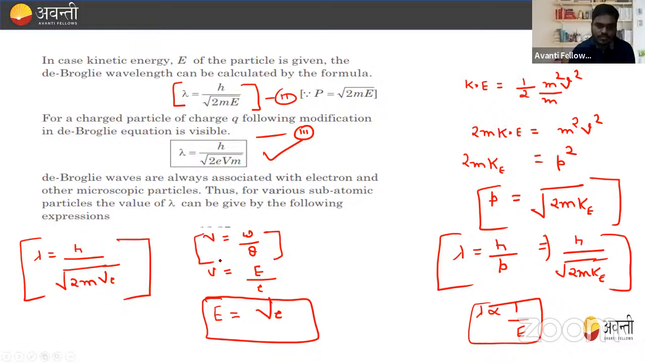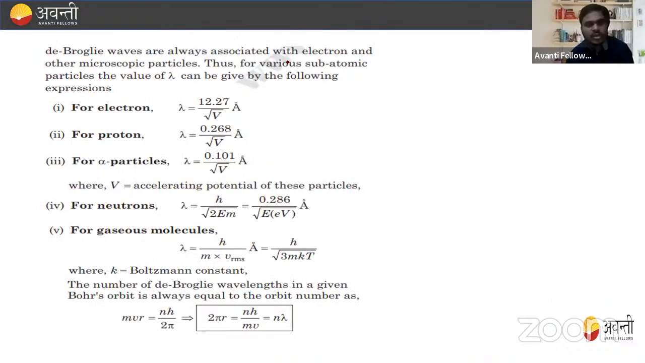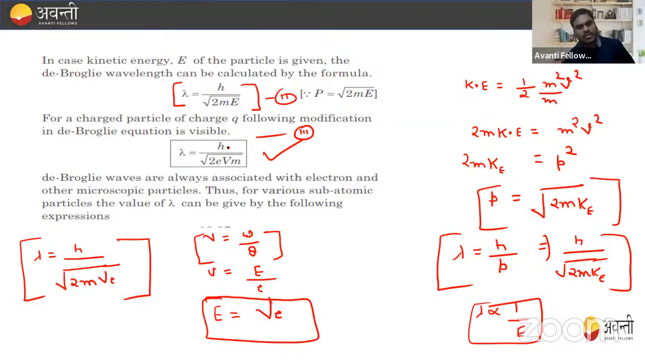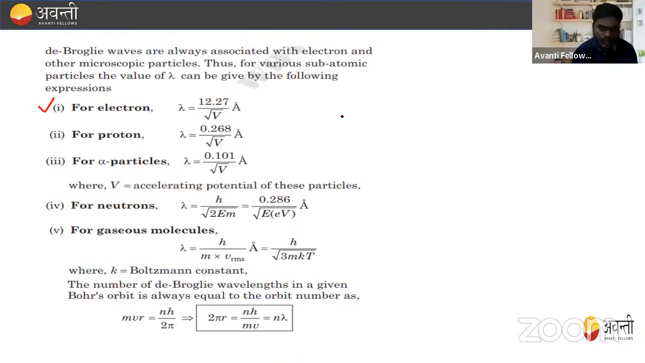Okay, now de Broglie waves are always associated with an electron and other microscopic particles, meaning small particles. Thus, for the various subatomic particles, the value of lambda can be given by the following. If I'm talking about the electron, it comes out to be 12.27 over the square root of V, because here we know all the values. We know h, we know 2, we know e, we know m. So we know the mass of the electron, the charge of the electron, and the Planck's constant. By putting in the values, we get this. It means for an electron, we can directly use the formula lambda is equal to 12.27 over the square root of V, right?